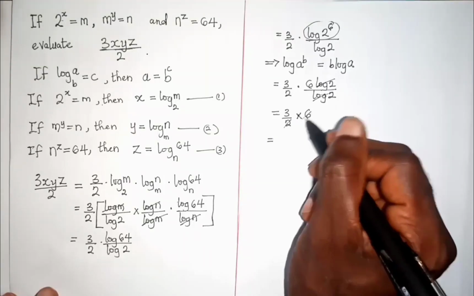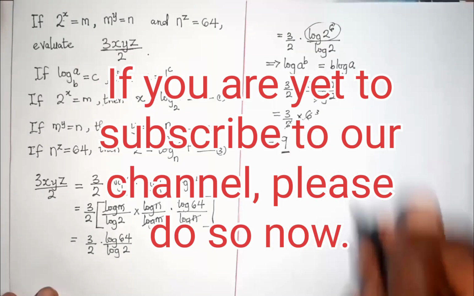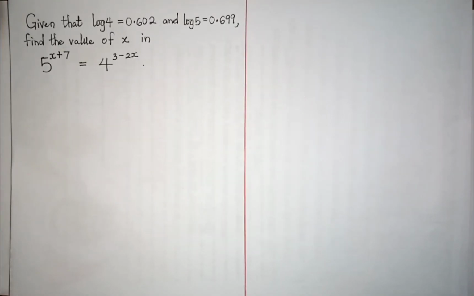And 2 goes in 6 3 times. We have 3 times 3, which is 9. The second one we have is an exponential equation, wherein we also use logarithm to evaluate.